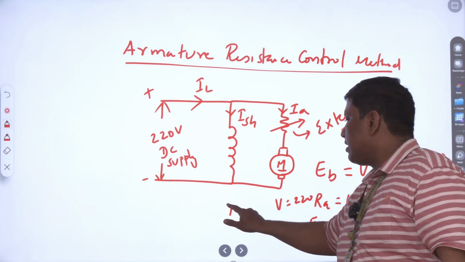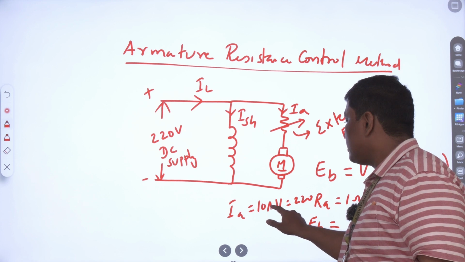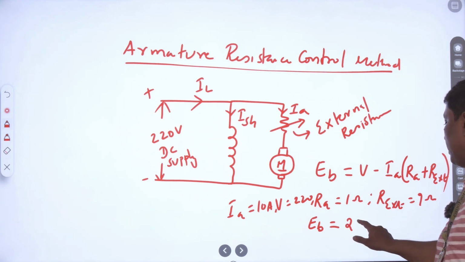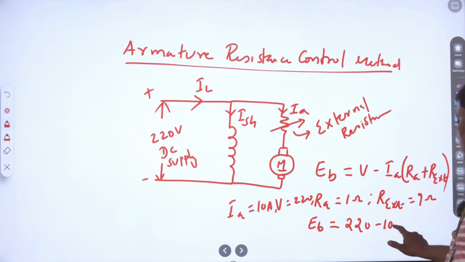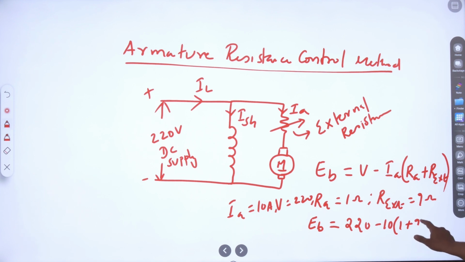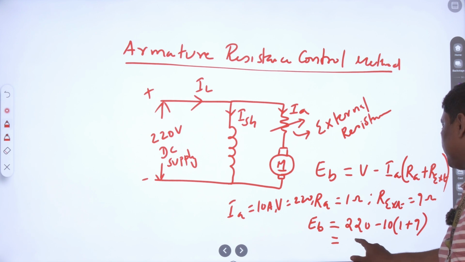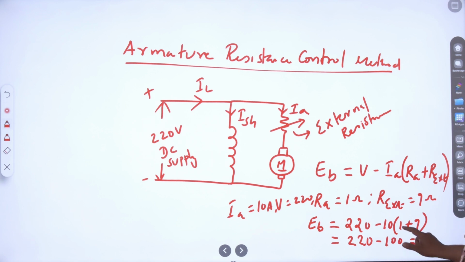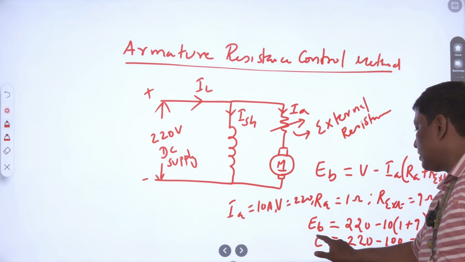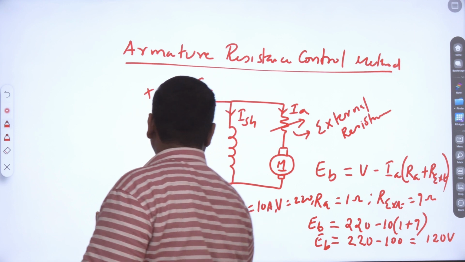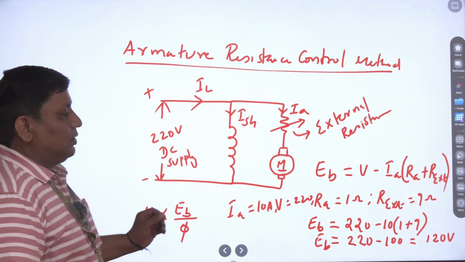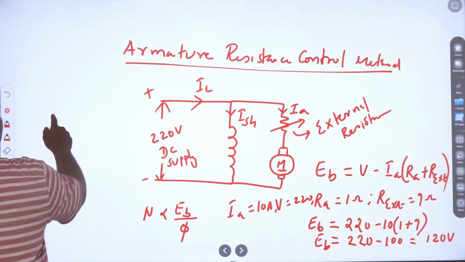Now calculate the EB value, and assume the IA current is 10 ampere. Voltage is 220. So 220 minus IA, that is 10, into 1 plus 9. Now the value is 220 minus 100. Clear? So the EB value is reduced to 120 volt. Now we know the relation between speed and back EMF. Both are directly proportional.